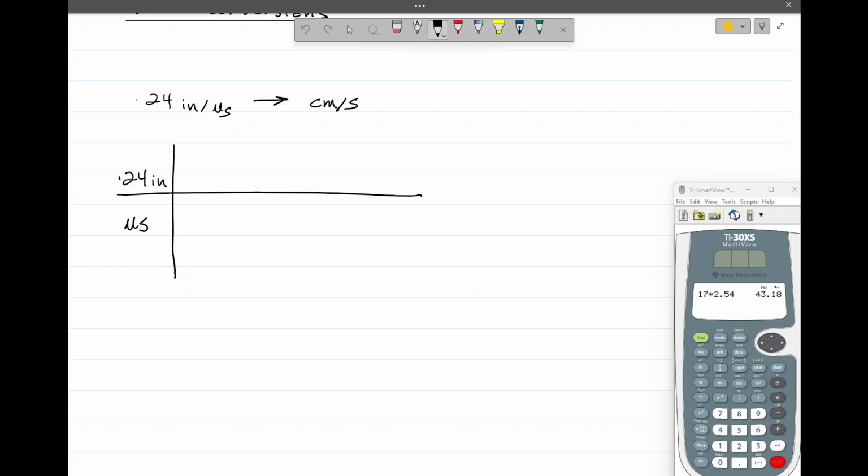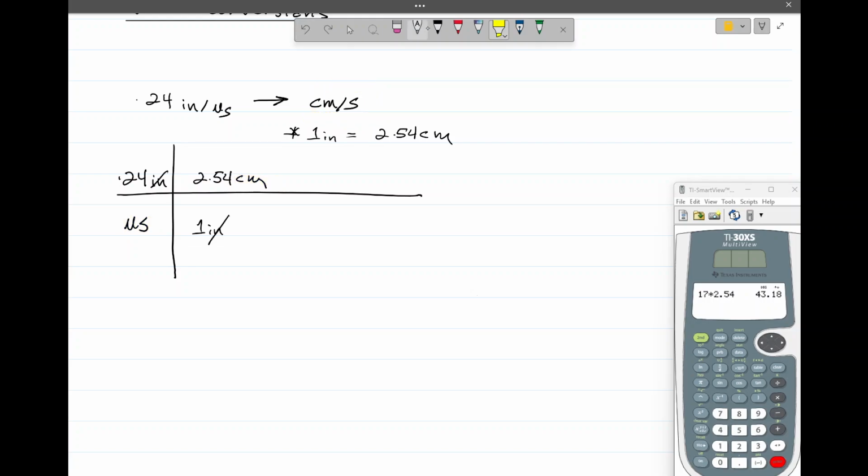All right, so let's start with our first conversion. I know that my first key is going to be for every 1 inch, there are 2.54 centimeters. I know I've set this up right because my inches are opposite. They're going to cancel out. Now, if I were to do this math now, I would end up with centimeters per microsecond. But I don't want centimeters per microsecond. I want centimeters per second. So I have to keep going. I have to do one more conversion.